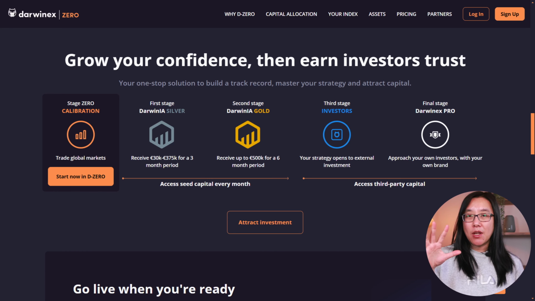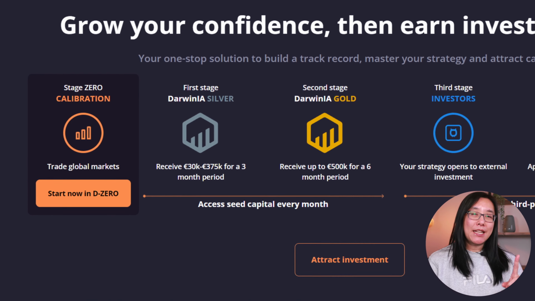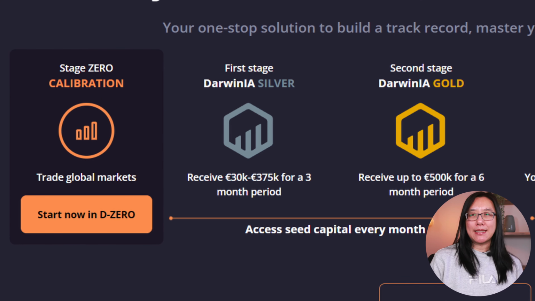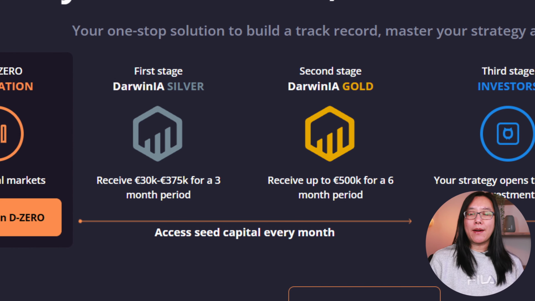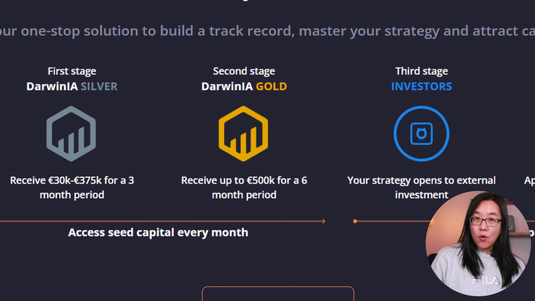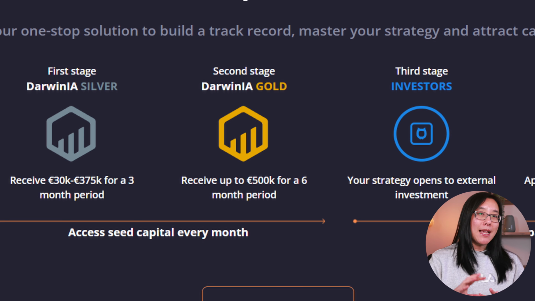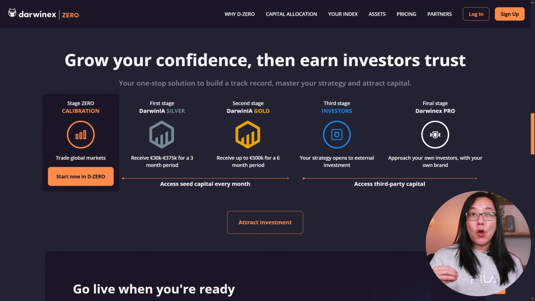There are 5 stages of Darwin X. The first stage lasts for 2 weeks, and here Darwin X is trying to understand your trading style. After that, you've got Darwin AA Silver, which is where I am currently. When you get a rating of 75 or higher, you get between 30K to 370K allocation at the end of the month, and you get to keep the allocation for 3 months. And you can stack up to 3 at any time. After that, you've got Darwin AA Gold, where the allocation is much higher, and you get to keep the funds for 6 months. After that, you can also get Investor Capital and then go Pro.